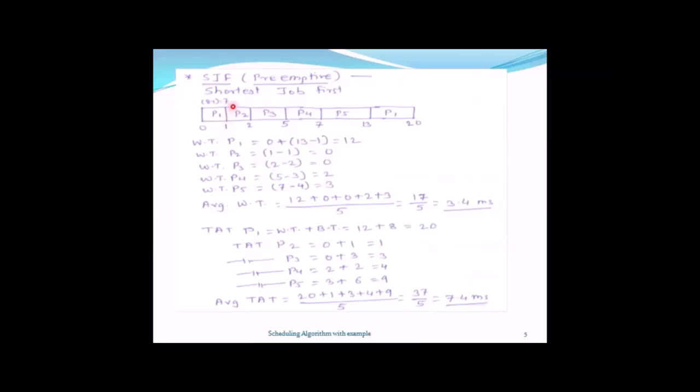the remaining time of process P1 is 7 and the burst time of the new process, that is P2, is 1, which is small as compared to 7. So here process P1 gets preempted and process P2 gets scheduled. The burst time of process P2 is 1, so process P2 executes, completing from 1 to 2.